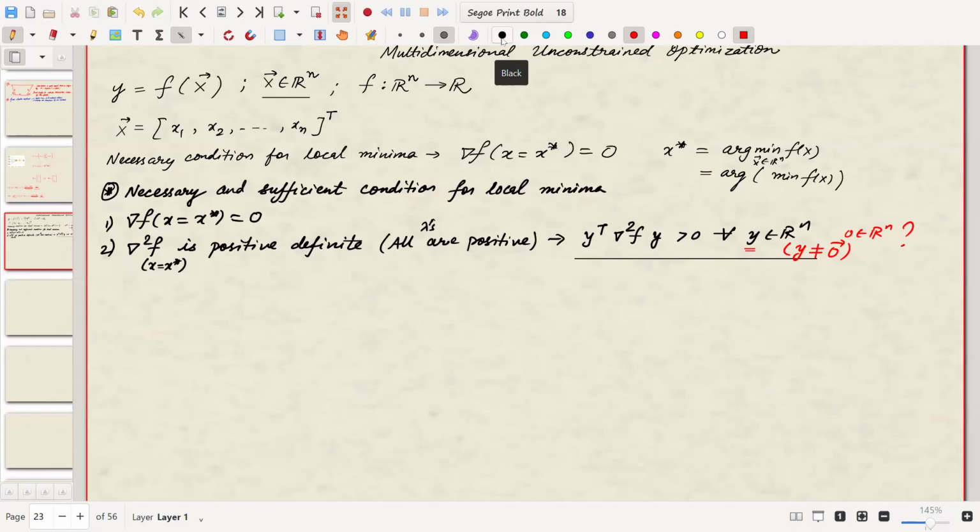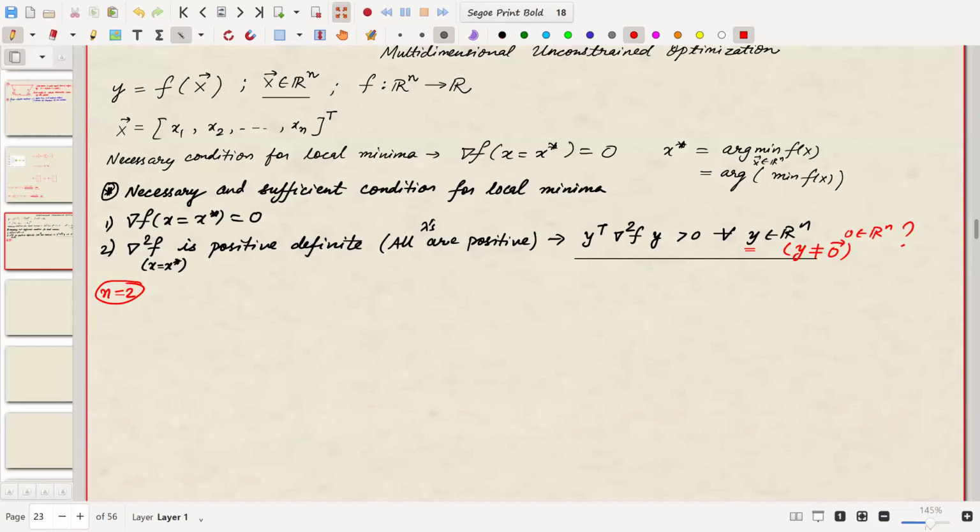Okay. So when you have n equals 2, that means you have a function in 2 dimensions, that is x and y. Then it becomes something very nice.